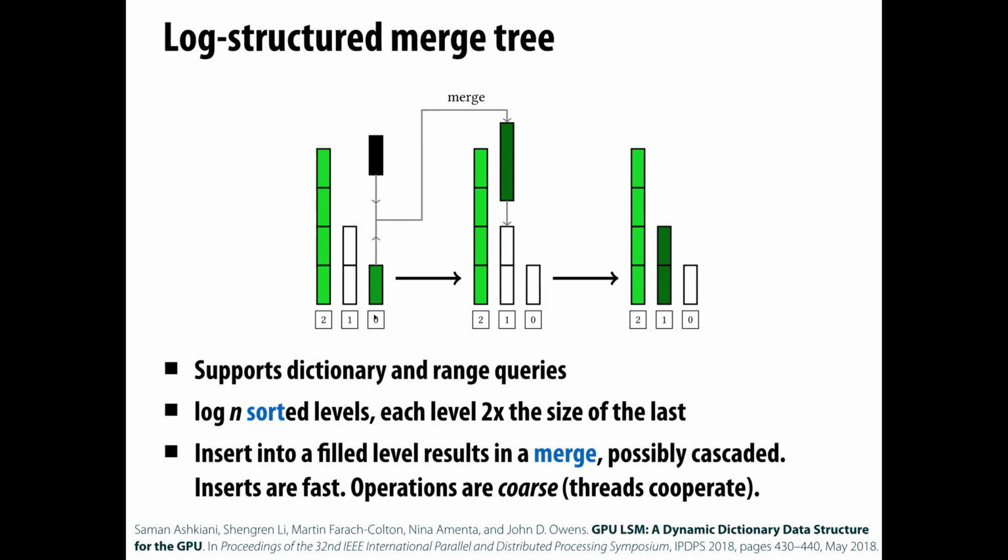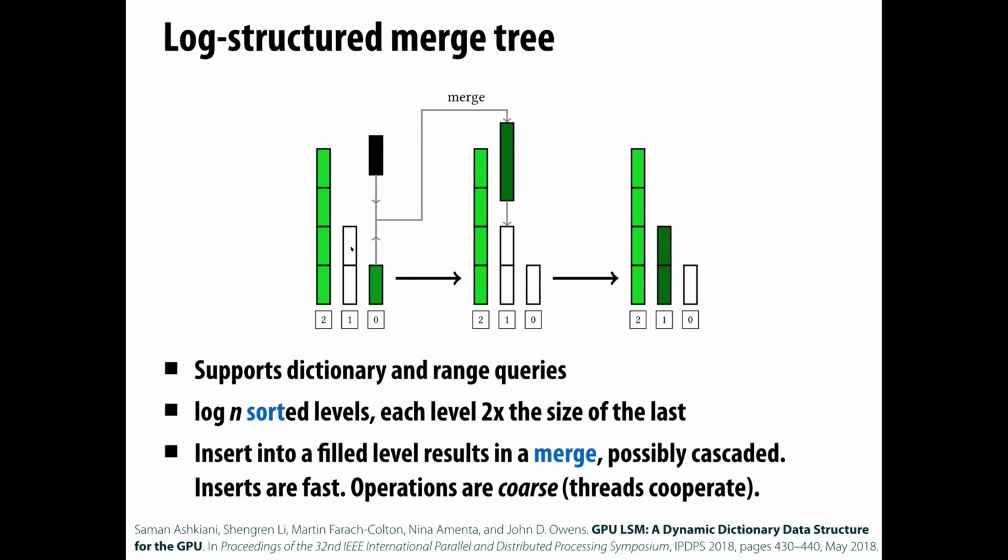Now, a level is either completely full or it's completely empty. So for instance, in this left picture here, we have 5 chunks of data that are currently stored in our data structure. And so by a binary number kind of property, you know that that means that level 0 is full and level 2 is full and level 1 is empty.